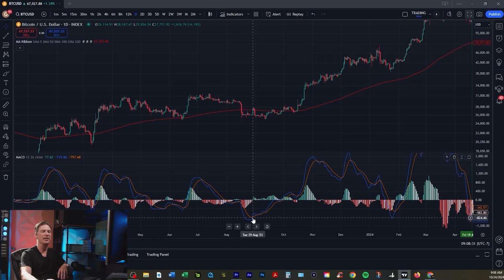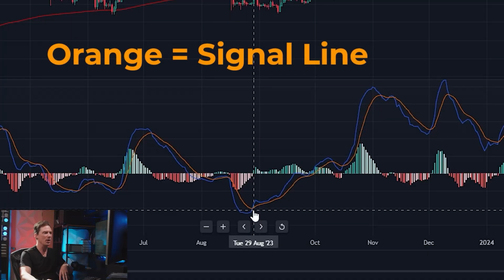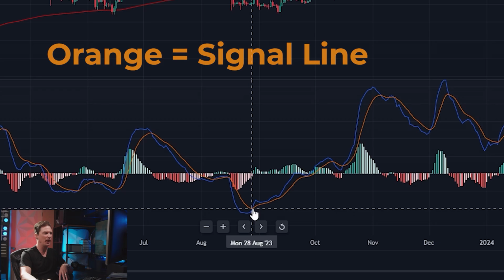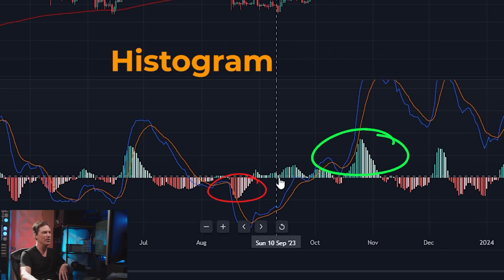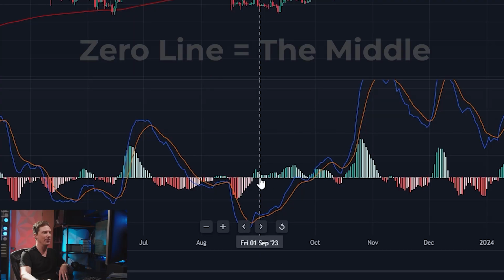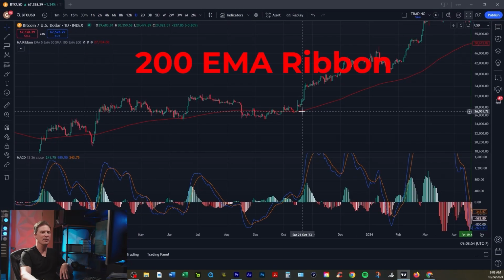Okay, so the MACD has 4 essential components. We have the blue line, which represents the MACD line. We have the orange line that represents the signal line. We have our histogram, which are these orange bars and green bars. And we have our zero line, which represents the middle. And of course, we've added our 200 exponential moving average line on top of this.